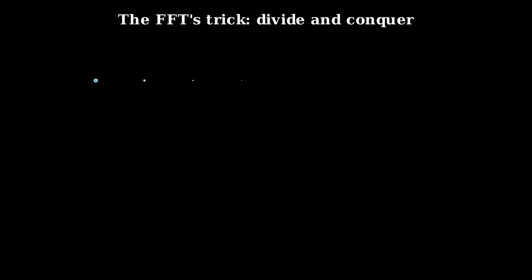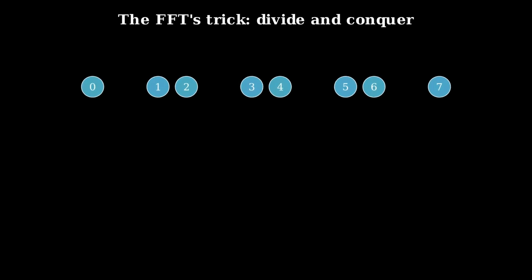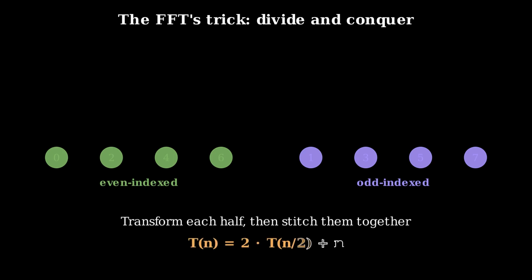So how does the fast Fourier transform dodge that n squared? The same way quicksort does: divide and conquer. Split the samples into 2 halves, the even-numbered ones and the odd-numbered ones. Transform each half on its own, then stitch the results back together. And here's the magic. Each half can split again and again all the way down.